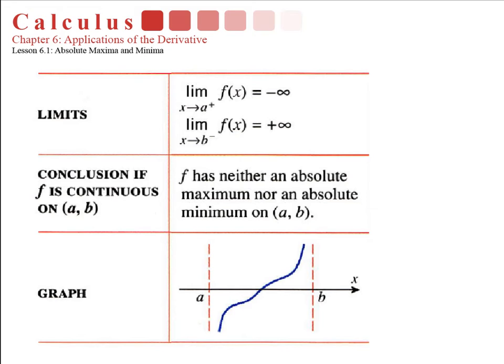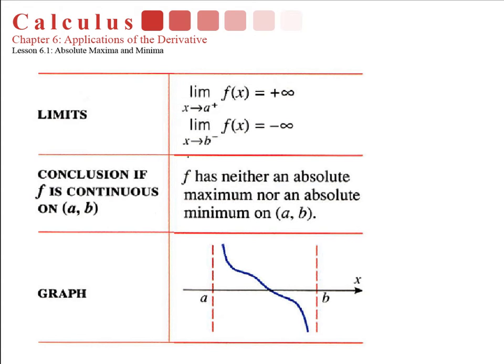Now let's switch things up. We're on the finite open interval from a to b. If we approach a from the right and get negative infinity, approach b from the left and get positive infinity, what can we conclude? Well, we can conclude that f has neither an absolute max nor an absolute minimum on the open interval. That does not mean that it might not have a relative max or min, just that it does not have an absolute max or min. The graph may look something like this.